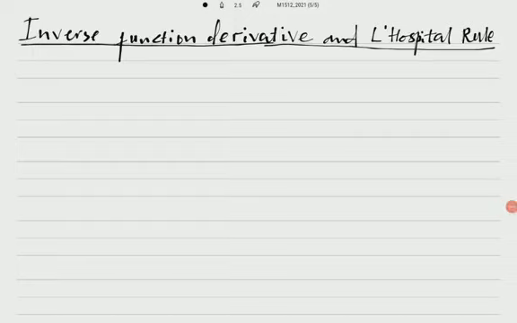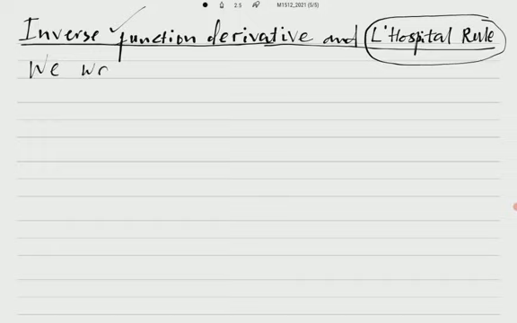Okay, students, today I want to look at how to find the derivative of an inverse function. And I also want to look at how to find the limit using L'Hospital's rule. So, what do we want to do today?